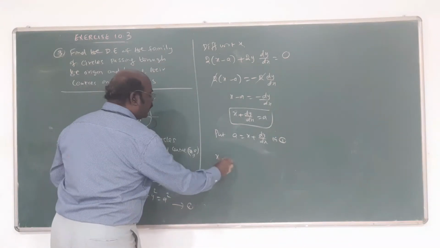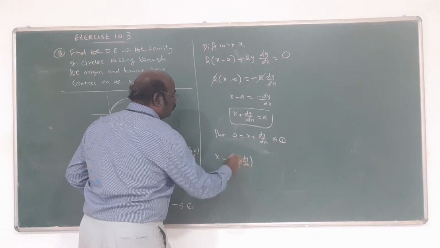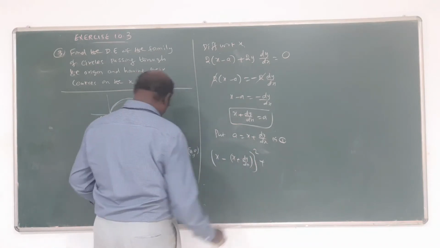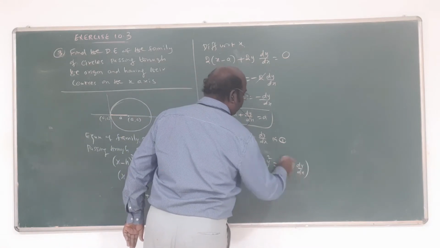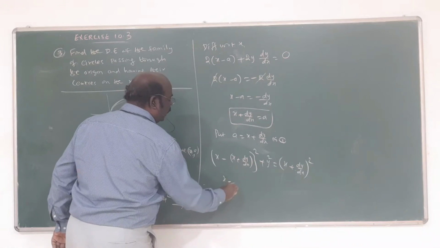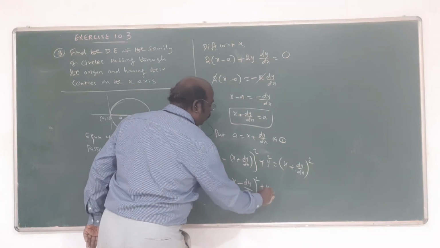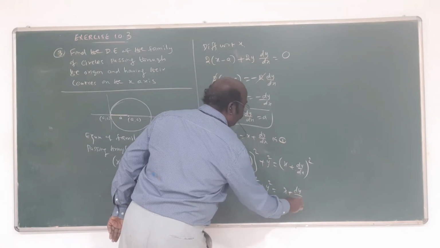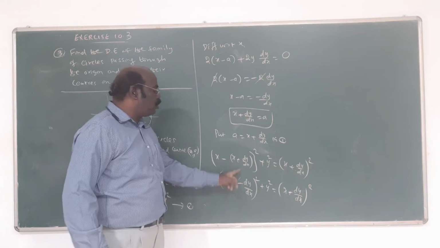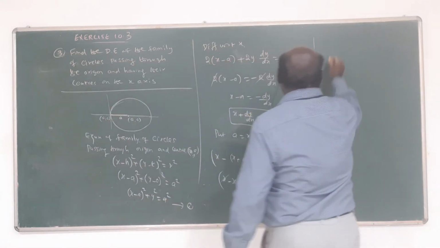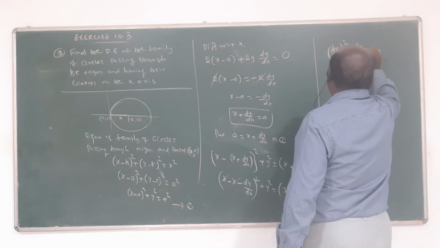What is x minus a? This is x minus (x plus dy by dx). So minus dy by dx whole square plus y square equal to a square, that is (x plus dy by dx) whole square. Now minus dy by dx whole square means only (dy by dx) whole square, because minus times minus is plus. Plus y square equal to (x plus dy by dx) whole square.